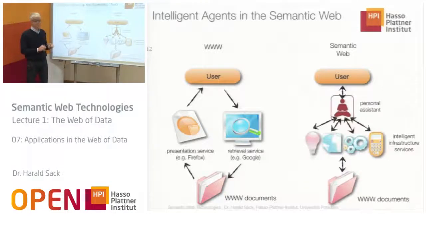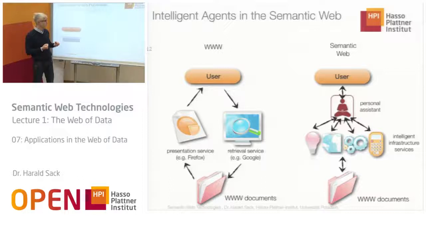In the semantic web, this is handled in a different way. There you have the user, and on your desktop or on your mobile phone, you will have some kind of a personal assistant. And this personal assistant will make use of intelligent infrastructure services. These services are accessing the web documents, and they are collecting the information that is relevant for you. And the personal assistant will decide how to connect the information and how to present this information to the user.